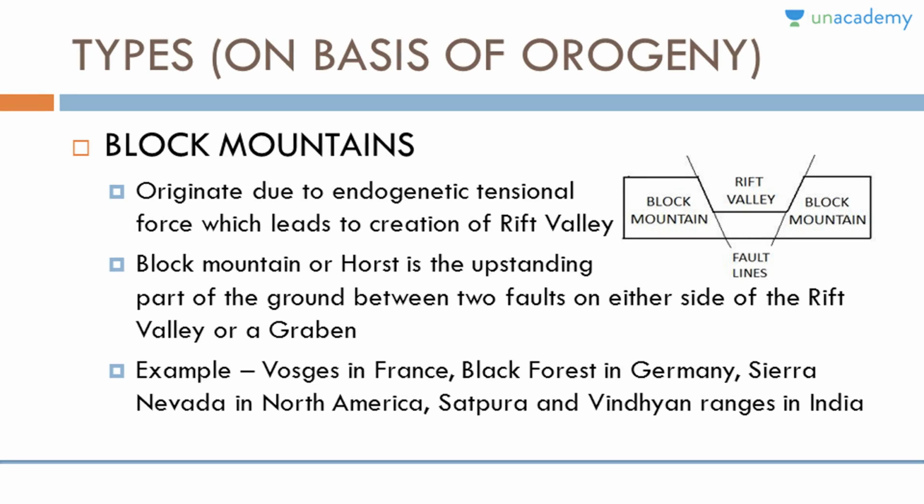Second type of mountains are block mountains, which are formed due to endogenetic tensional force which leads to creation of rift valley. Block mountain or horst is the upstanding part of the ground between two faults on either side of the rift valley or a graben. So as you may see here, this is the upward part, that is standing part, which is known as block mountain. Then we have a rift valley and the fault lines that lie in such kind of arrangement. The examples of block mountains include Vosges in France, Black Forest in Germany, Sierra Nevada in North America, and Satpura and Vindhyan ranges in India.